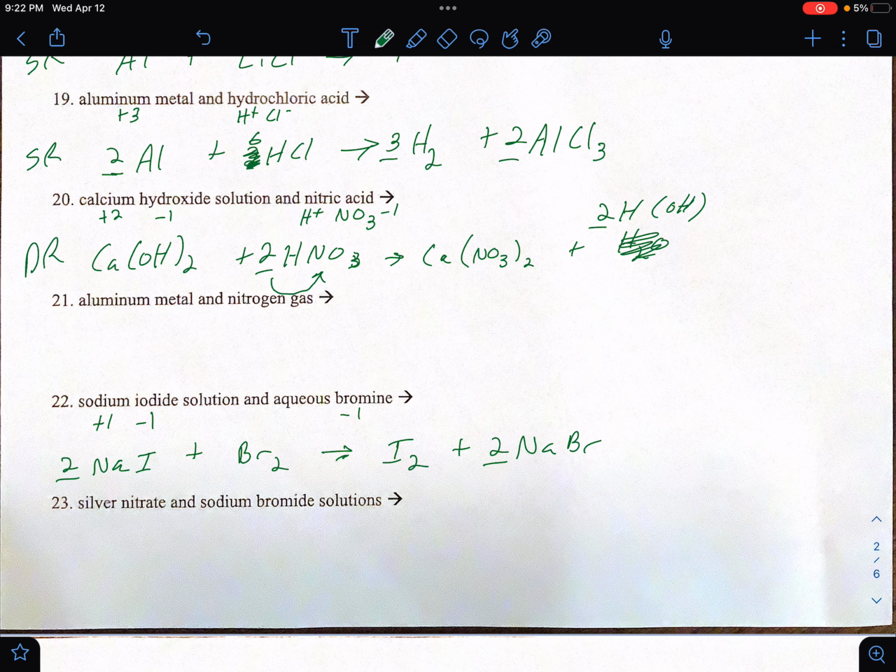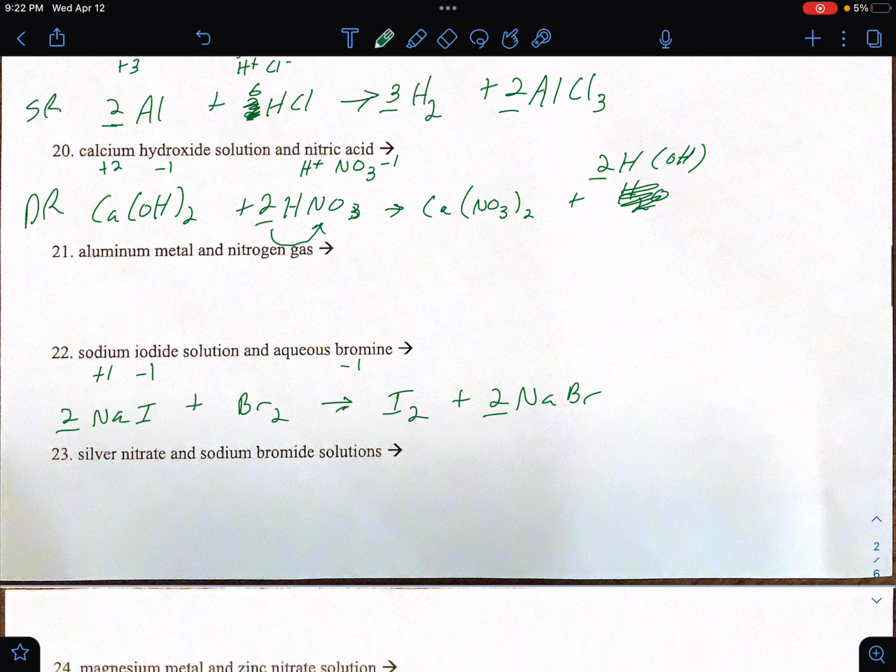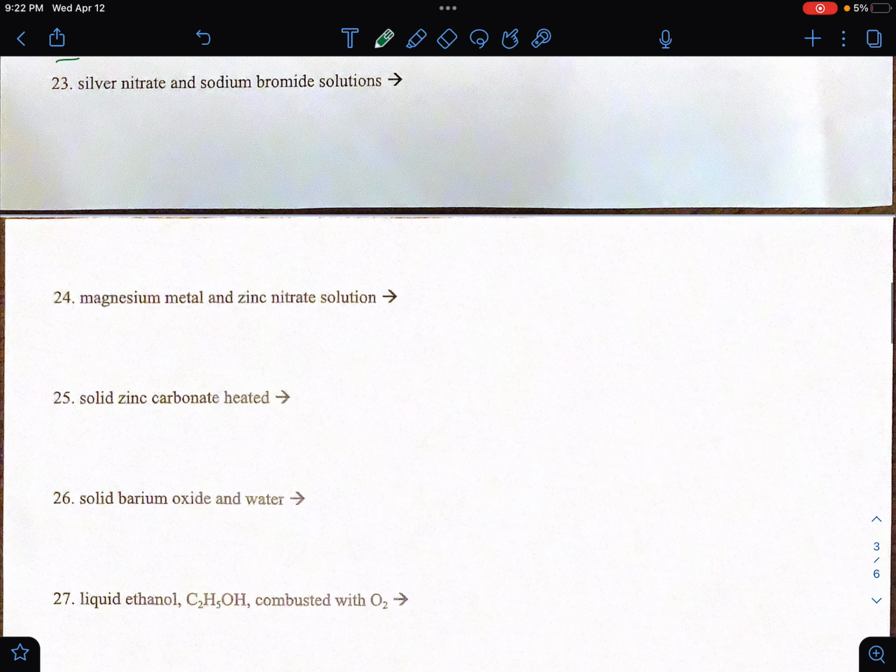Okay, so let's look for another one. We'll do number 25, solid zinc carbonate. Okay, so zinc is a +2, carbonate's a -2. So this would be ZnCO3 is heated. So I'm going to add that little triangle. So this is decomposition. Okay, so remember your draft picks: H2O, CO2, and O2. In this case, I can make CO2, and zinc's going to hold on to that last oxygen. So it's going to be ZnO. And it's already balanced, so that one's good to go.